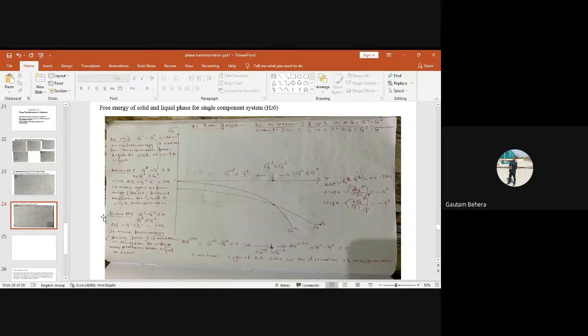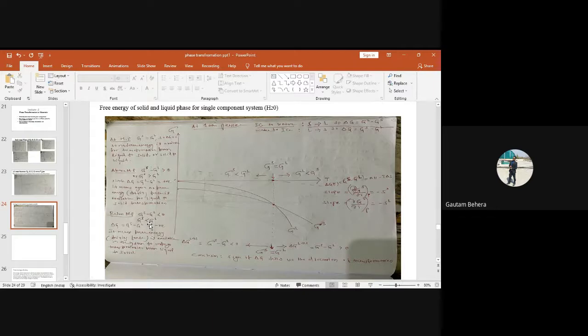And now suppose you are below the melting point. Below the melting point, GS minus GL is negative, less than 0, because free energy of solid is less than free energy of liquid. So now delta G is negative, and this is the condition where there will be transformation. Whenever delta G is negative, transformation will happen. If delta G is positive, transformation will not happen. If delta G is 0, it is an equilibrium condition, so there will be no transformation. If both phases are there, both phases will remain when delta G is equal to 0, right?